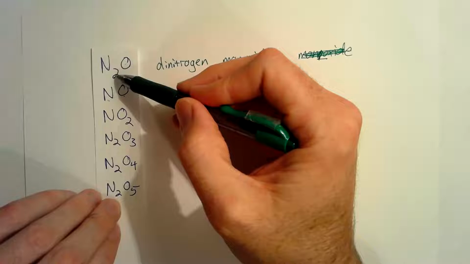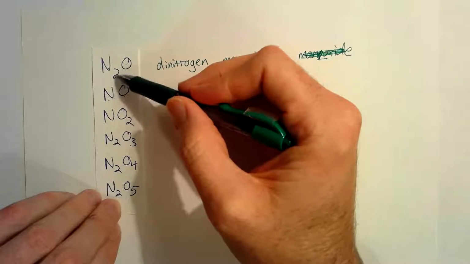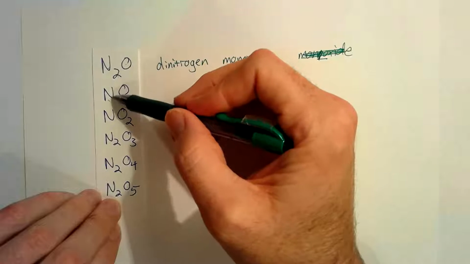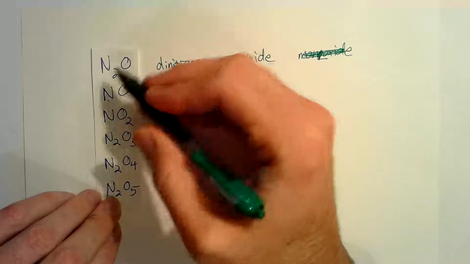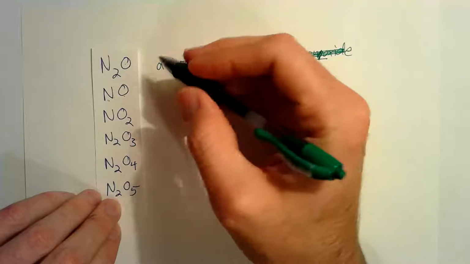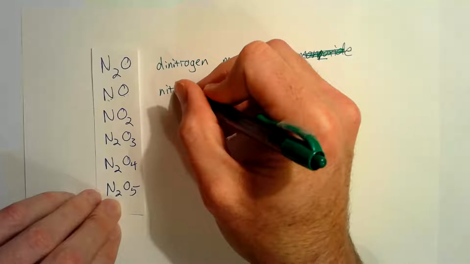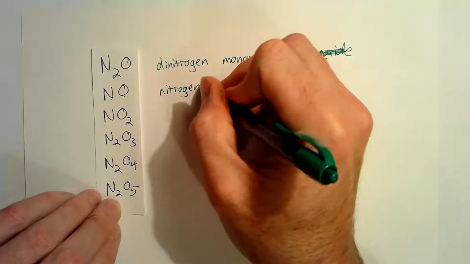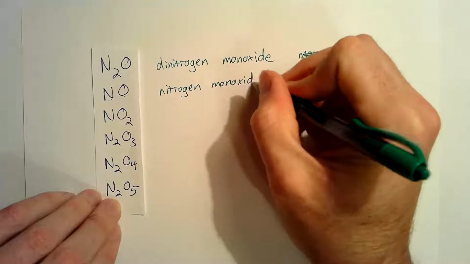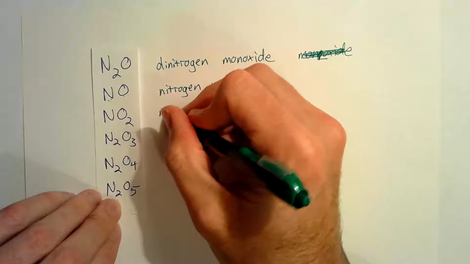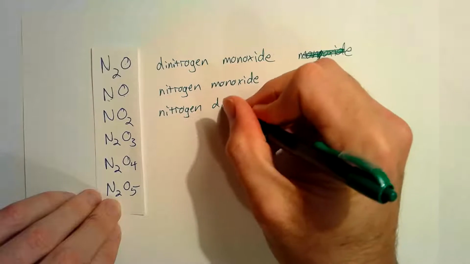Now, in this one we have 1 nitrogen and 1 oxygen. Now that we don't have 2 nitrogens in front, we can now drop this prefix. You can drop the prefix if it's the first one. So this one will be nitrogen monoxide. This will be nitrogen dioxide.